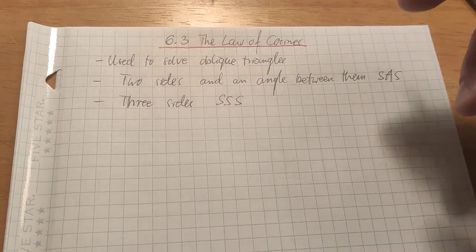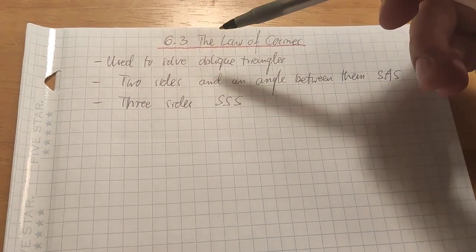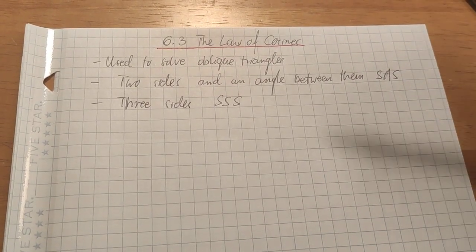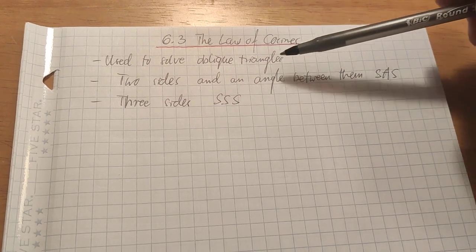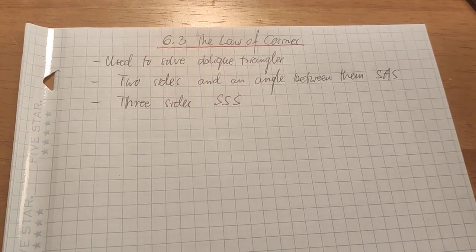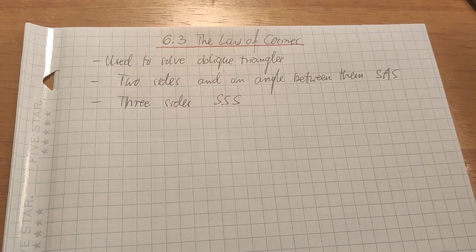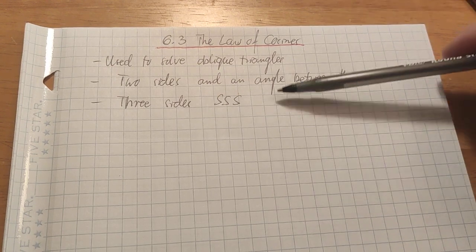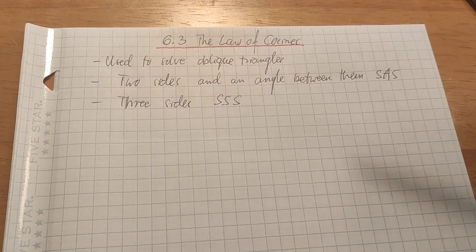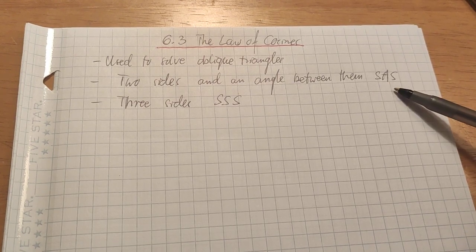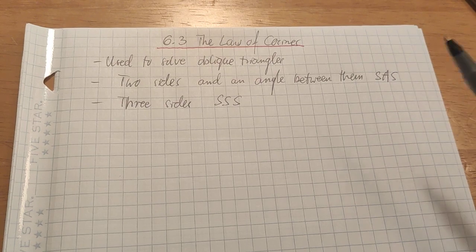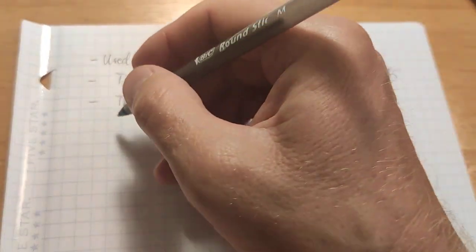Okay, welcome everyone. This is the lecture on 6.3, the law of cosines. Just like the law of sines, the law of cosines is used to solve oblique triangles, so triangles that don't have a right angle. It's used for two cases. The first is when we have two sides and the angle between them given, so an SAS situation. The second is when we have three sides given. So let's look at that law.